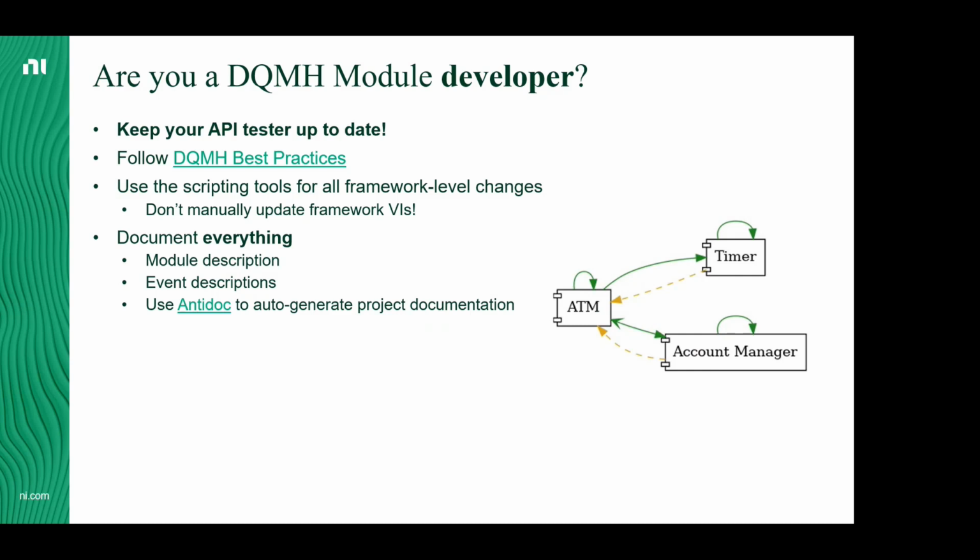Also, it generates really awesome diagrams like that one on the right. So, and this might go to Ben's question from earlier about managing your code. This Antidoc created that picture that you see for my DQMH-based ATM. Looking at that picture, I can tell you, timer broadcasts to ATM, account manager broadcasts to ATM, ATM sends request and wait for reply messages to account manager. I can tell you all that just by looking at this picture. And the most important thing, there's no dependency between timer and account manager, which makes them both very reusable modules. All of these things are available when you use a tool like Antidoc to document your DQMH code.